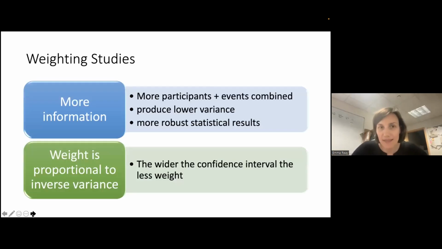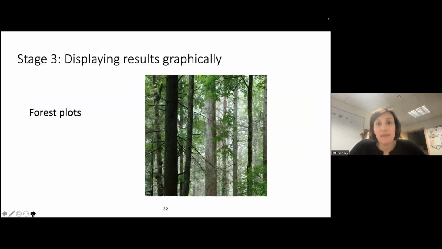When we weight studies, we essentially need to make sure that we have a bit more information, and that extra information produces lower variance. It gives more robust statistical results, as more participants and events are combined. Now, the wider the confidence interval, the less the weight, essentially. So all of this has to be taken into account when you're trying to design your meta-analysis. And then displaying the results graphically.